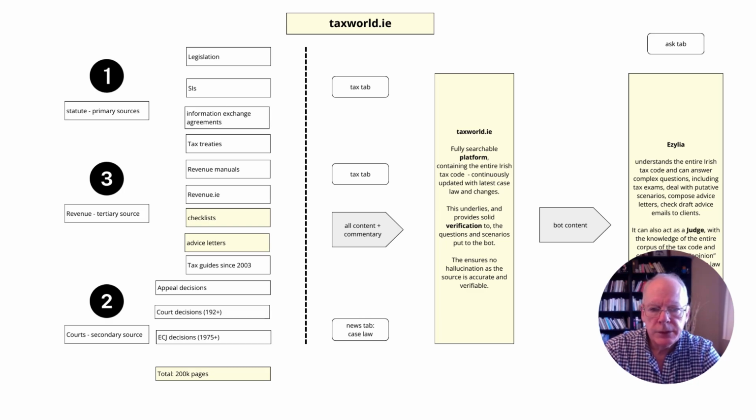So really, Tax World is all of the tax legislation, all of the commentary, everything from the Revenue site, Revenue manuals, tax guides going back to 2023, tax checklists, tax advice letters, tax appeal decisions and court decisions, ECJ decisions, all the way back to 1975, and 1922 in the case of case law. All of this information is gathered together into a platform, and you can see on the right hand side it's also in our AI system, Isilia.